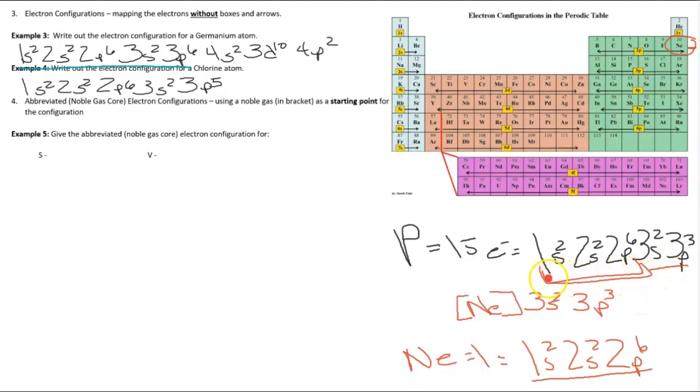So in this case, we saved ourselves writing all of 1s2, 2s2, 2p6. I can replace that with the symbol for neon and then 3s2, 3p3. So now you try it for sulfur and vanadium. Pause the video and try it for sulfur and vanadium.